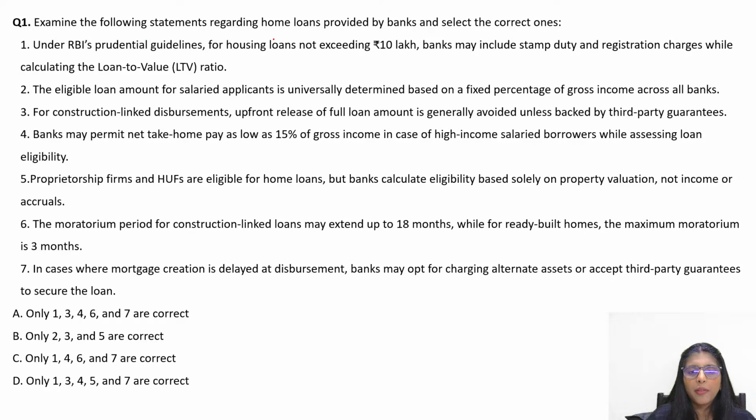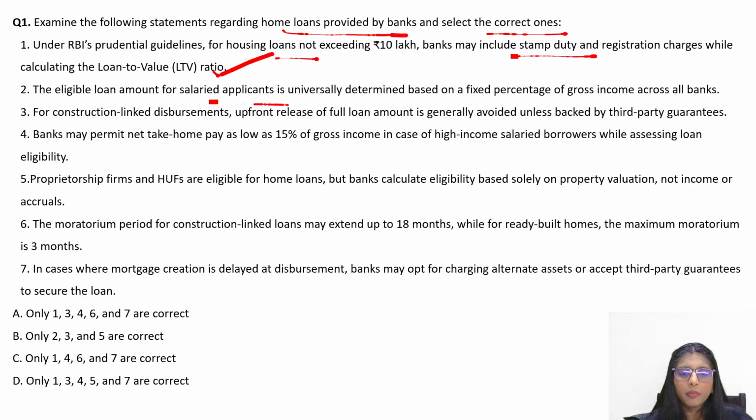Examine the following statement regarding the home loan provided by bank and select the correct ones. Under RBI Prudential Guideline for housing loan not exceeding 10 lakh, banks may include stamp duty and registration charges while calculating the loan value ratio. Yes, correct. The eligible loan amount for salaried applicants is determined based on the fixed percentage of gross income across all the banks. Yes, correct.